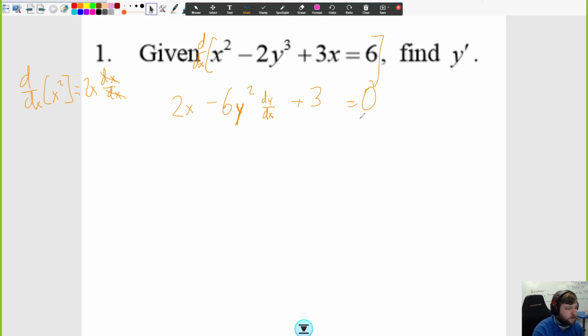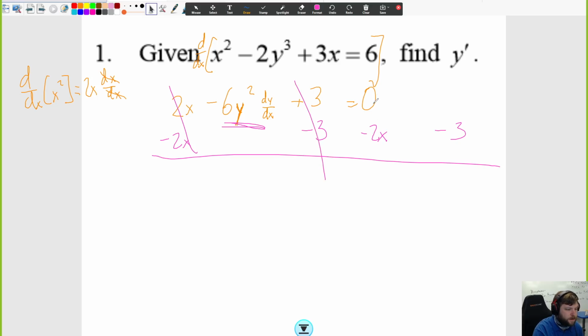So my next step, I'll switch colors. I want to isolate the dy dx terms. It should be just this one. That means these two terms. Okay, I want to get these to the other side. Or I can get just this one to the other side. I don't care what you choose to do. I'm going to leave my dy dx over here. So I'm going to subtract 2x on both sides and subtract 3 on both sides. These cancel, cancel, cancel, cancel. So I'm left with negative 2x minus 3 equals negative 6y squared dy dx.